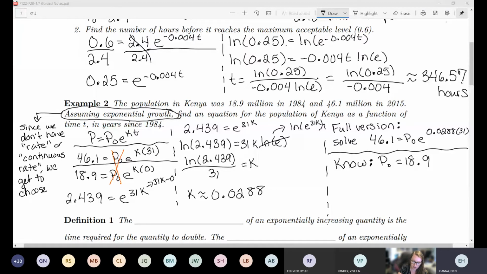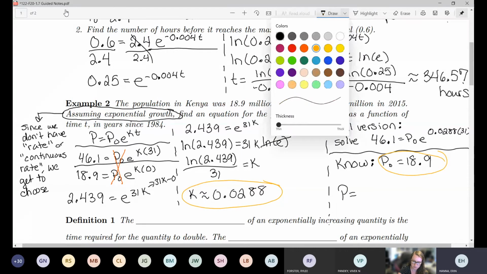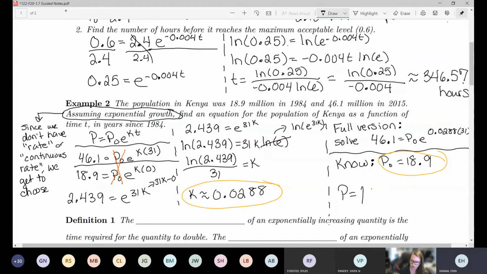Once we have P naught and K, we can write our equation. P naught is 18.9, e to the 0.0288 t. So this is a similar process to what we did with the A to the T form. We did an example with wolves in Wyoming, I believe, from 1.5. This is the process just with this other form.